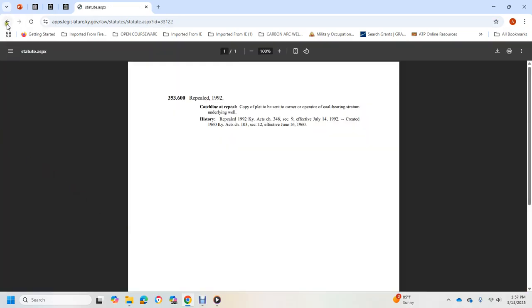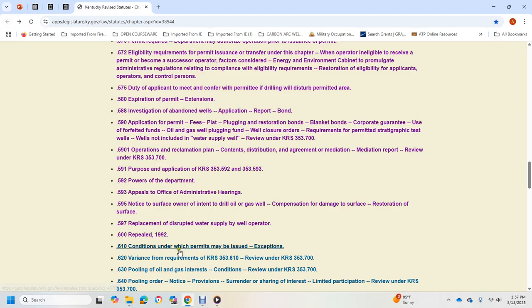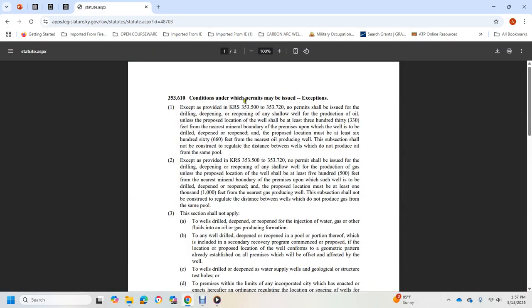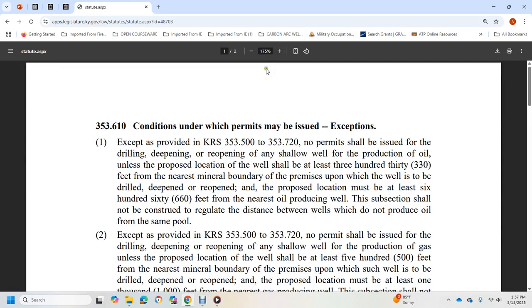600 has been repealed. 610. Conditions under which permits may be issued; exemptions.